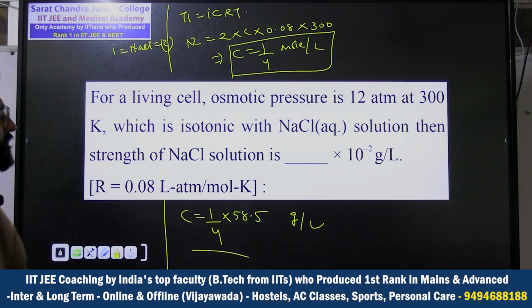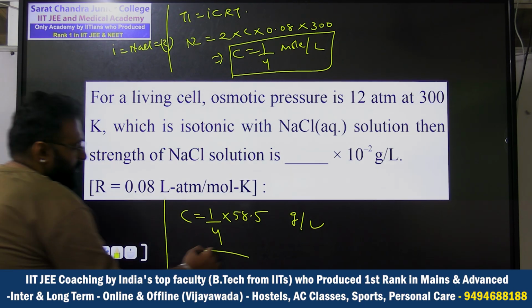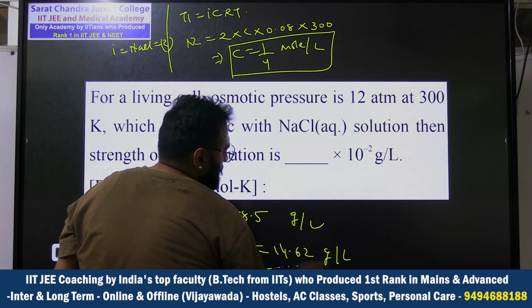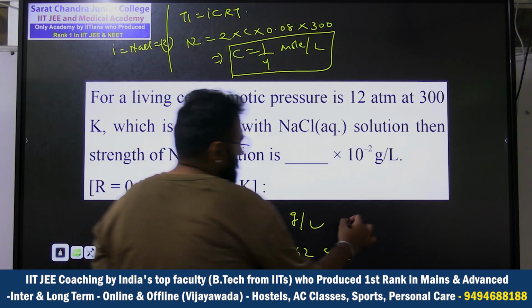So what is the value of C? Divide and check. 58.5 divide by 4. So it will be how much? 14.625 gram per liter. Convert this into this data.